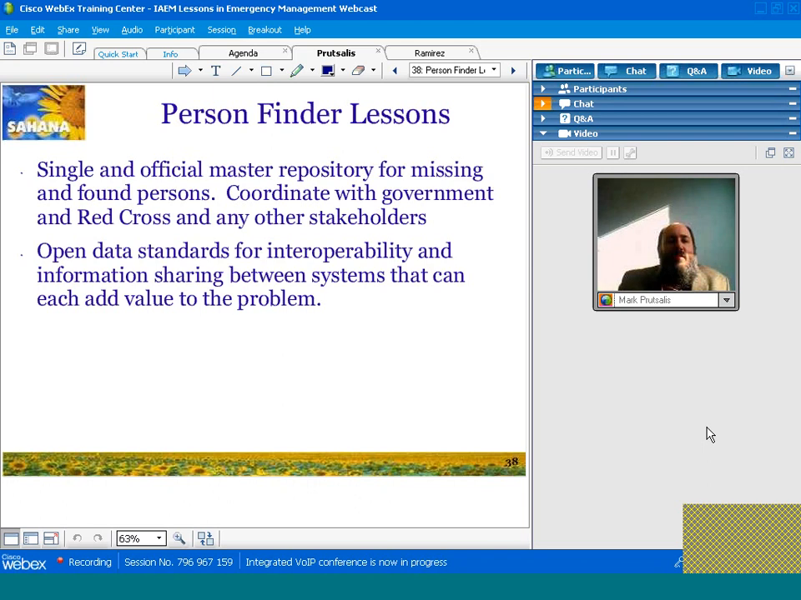As I mentioned, the open data standard really does allow people to provide added value to a system of collecting information in this.